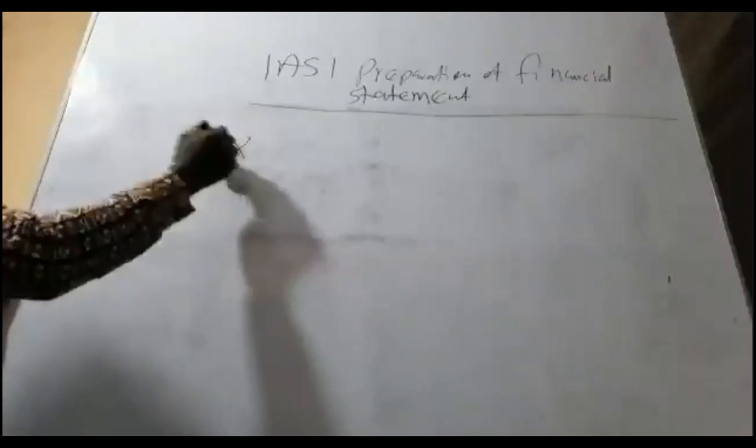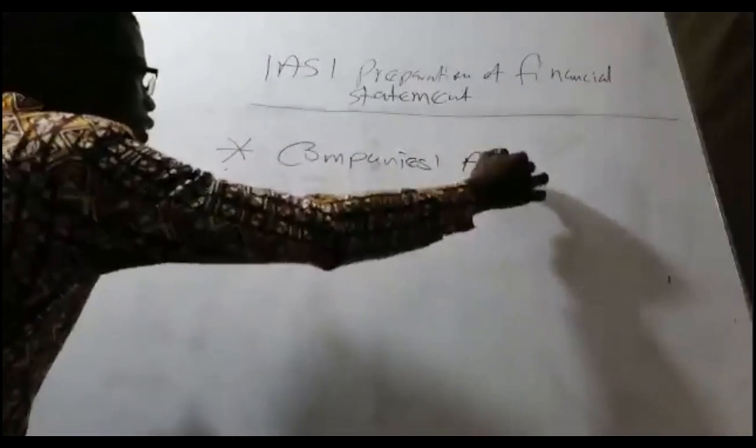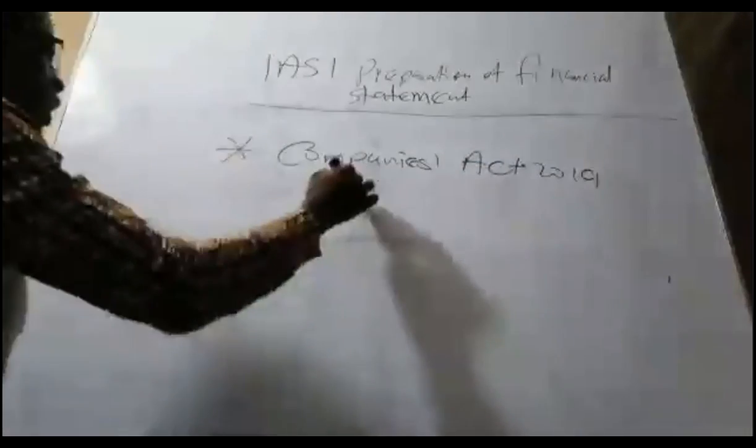In Ghana, the Companies Act mandates all limited liability companies to prepare a set of financial statements at least annually. Good. So we look at the Companies Act or Code. Act 992. So this gives us how the law mandates us to prepare the financial statements.